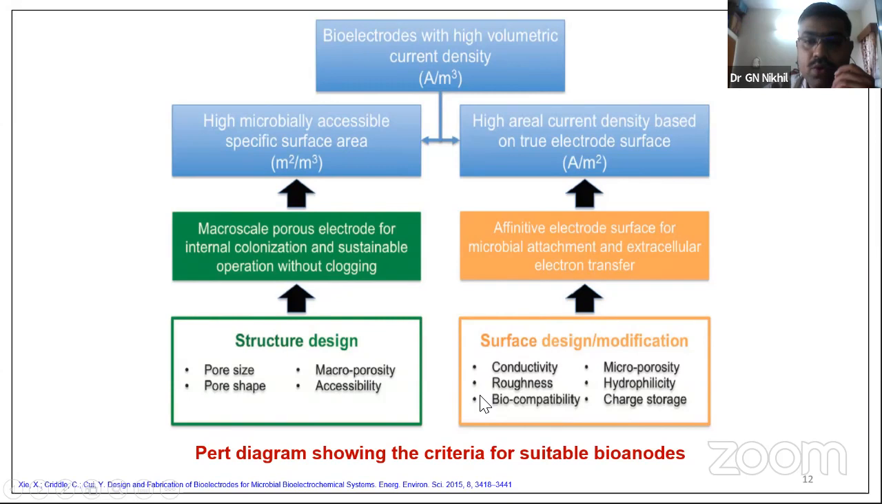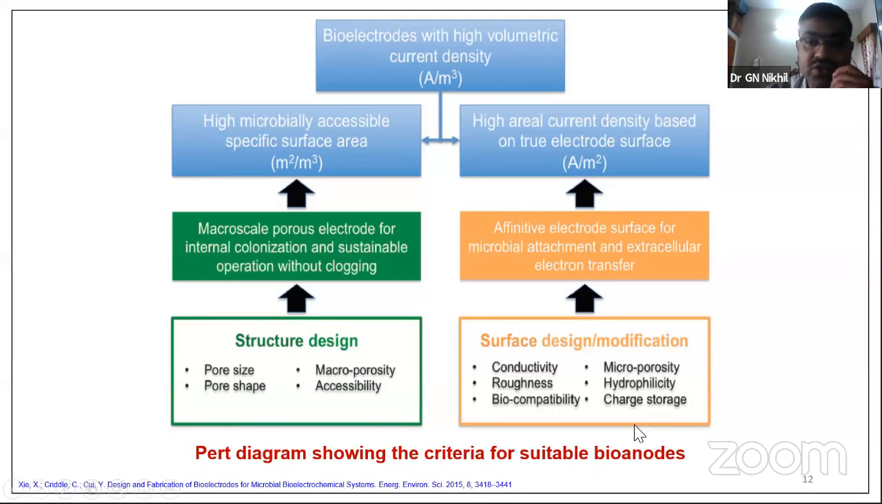And then you have the biocompatibility. This is also equally important. Certain surfaces which you are using, either metallic surfaces or such kinds of surfaces, may with time become toxic to that particular bacterial biofilm which is there. So you have to see the compatibility issues of the microorganism as well.